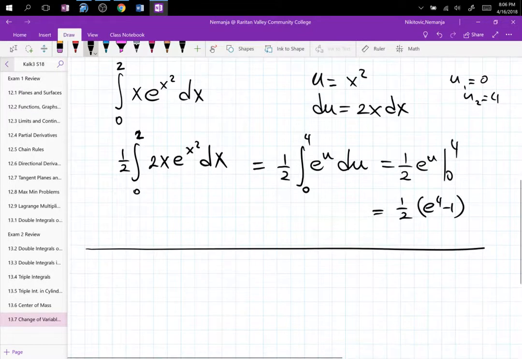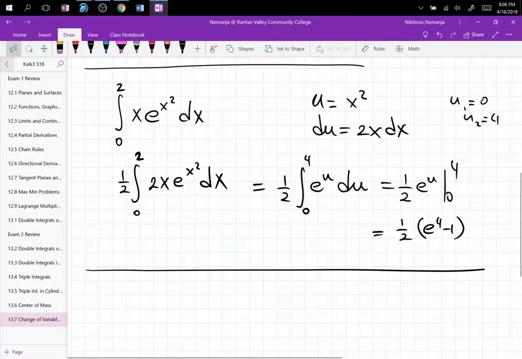What happens when we have multiple integrals? What happens when we get 2D or 3D regions to transform? Well, it is much harder. What we used to call u-sub, now we're going to call u-sub, v-sub, whatever you want to call it. It's going to be a transformation.